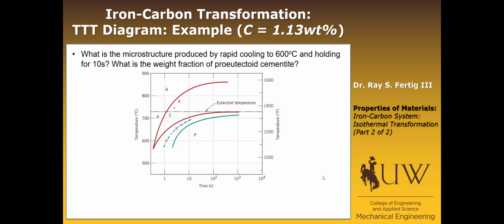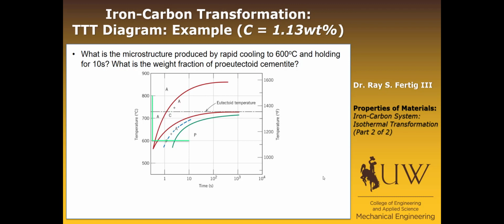What I'm showing you here is actually coming from your textbook. Now we have a carbon composition of 1.13 weight percent carbon. That's just by definition how this time temperature transformation curve came about. We want to do another example here. What's the microstructure that's produced by rapidly cooling from the austenite to 600 degrees C and holding for 10 seconds?